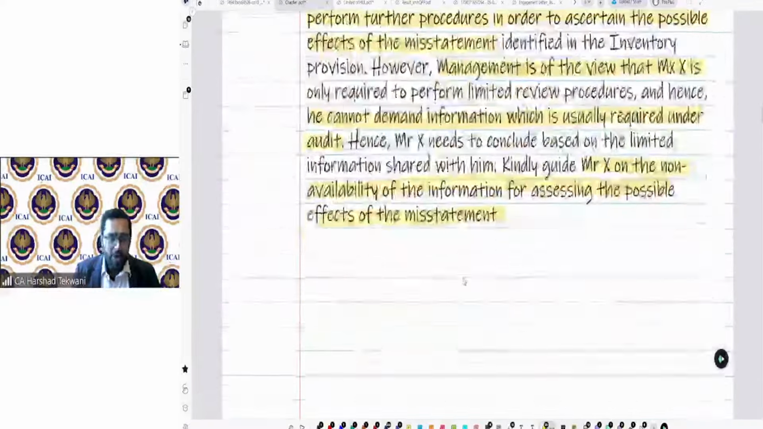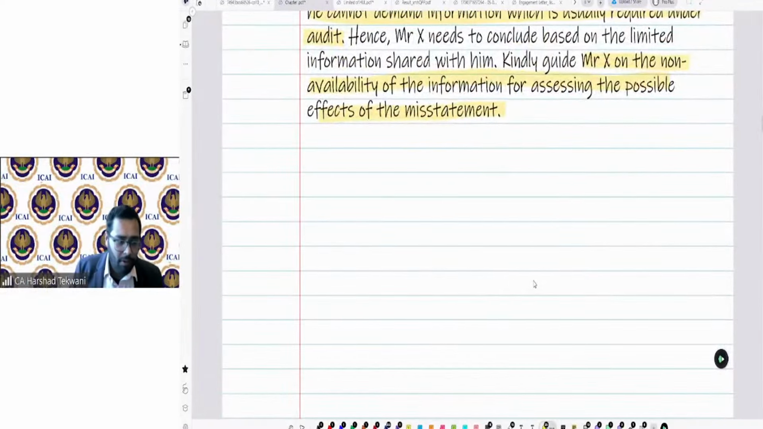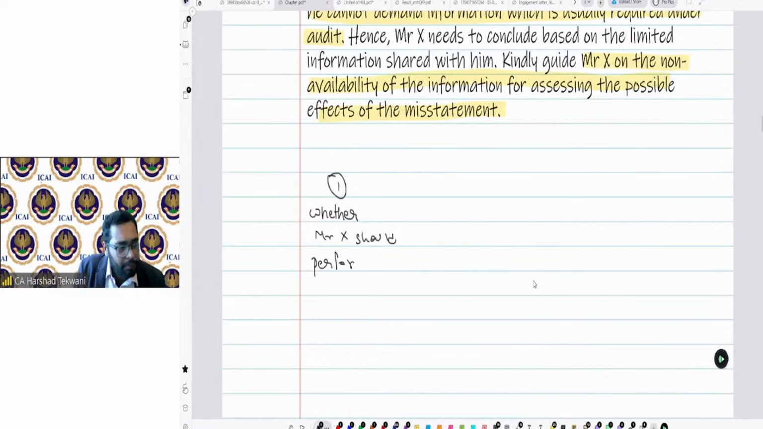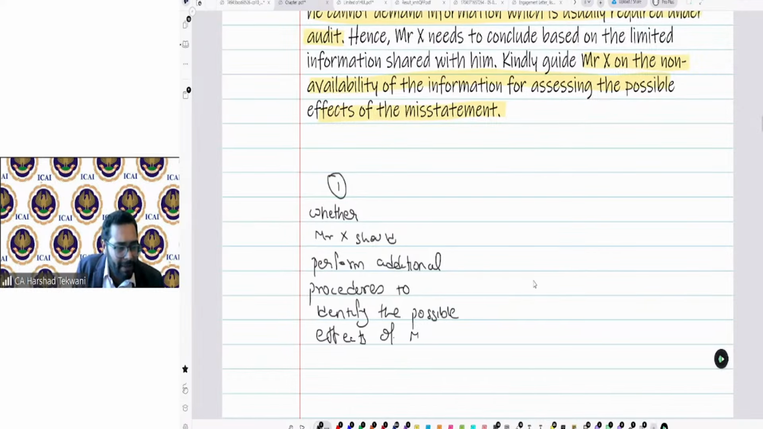So based on this scenario, there are two questions you need to answer. Number one, whether Mr. X should perform additional procedures to identify the possible effects of the missing provision.